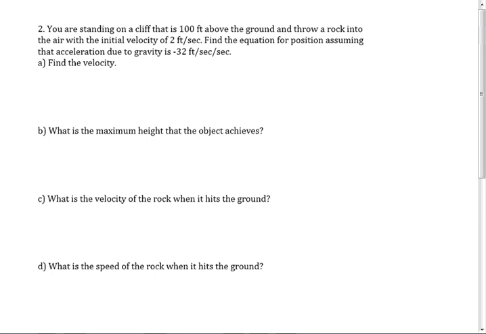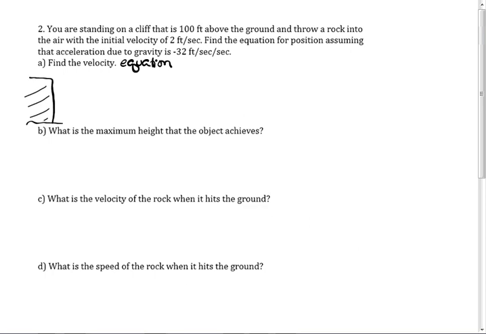I draw pictures. There's nothing given to me in this problem. You are standing on a cliff 100 feet above the ground. You throw a rock into the air with an initial velocity of 2 feet per second. Find the equation for position, assuming acceleration due to gravity is negative 32 feet per second squared. You throw a rock into the air. So I like to draw a picture. So I'm standing on a cliff. How about find the velocity equation? Is that better?